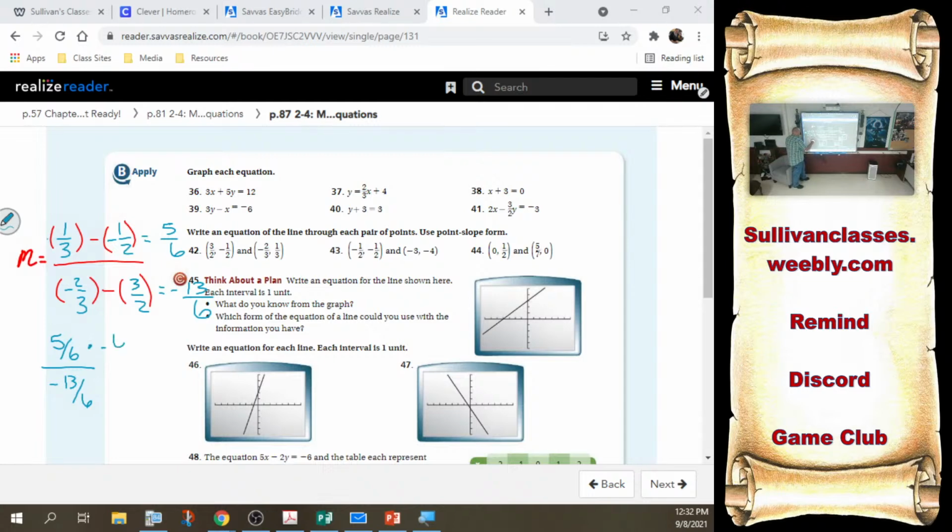So times a -6/13 instead. Cancel, cancel. Here's your slope. Once you got your slope, it does say to just use point slope form. You don't have to do anything else with it. So, okay, y minus y1 is m times x minus x1.